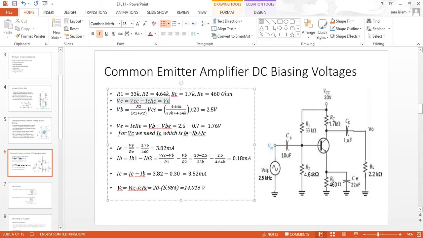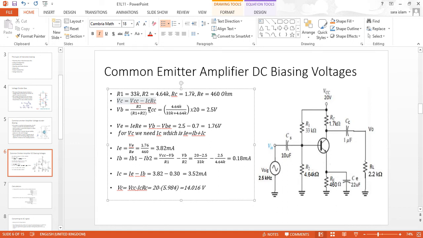Okay, so this equation is clear enough. VC is equal to VCC minus IC into RC, right? So this gives you the voltage at this point, because you are subtracting the voltage drop across your RC resistor, right? So you get the voltage at this point, which is VC.